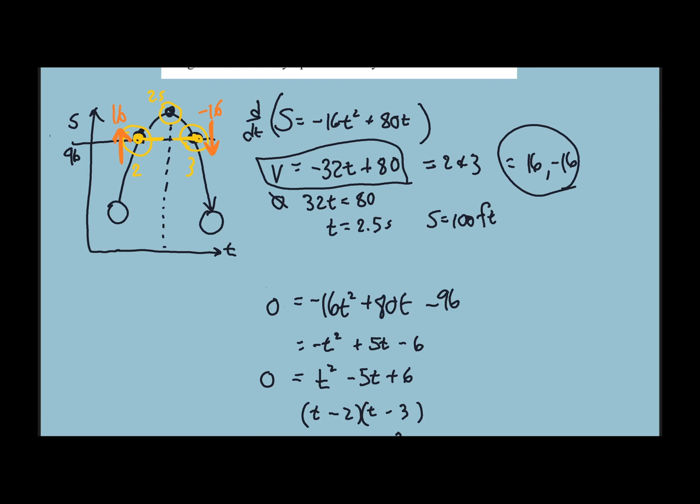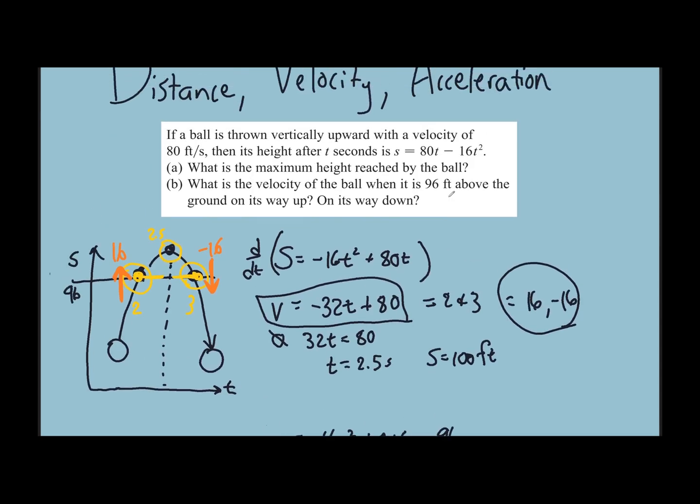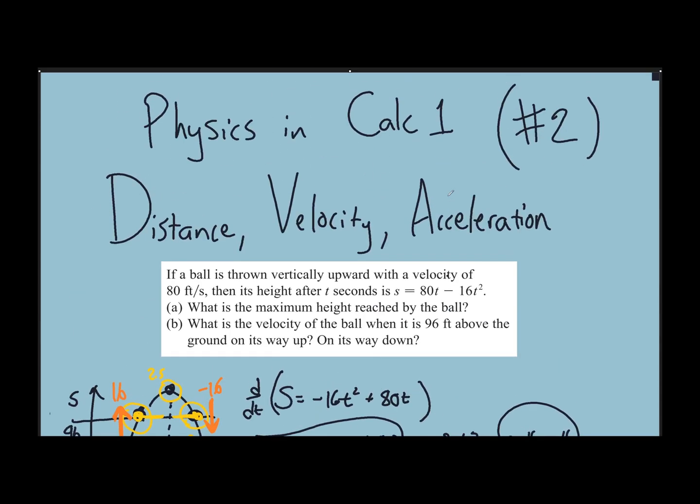But the thing to understand is, when you have a distance formula, if you take the derivative, you've got velocity. And between the two, you can figure out the time of things, and you can figure out the height and velocity of things when comparing them to each other. So take this in stride, and let's go on to number 3.